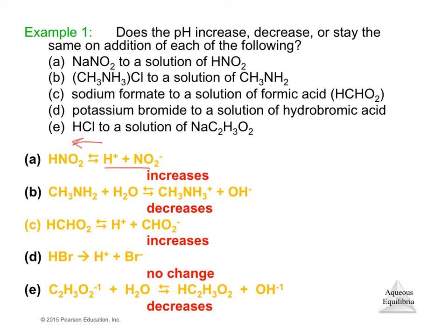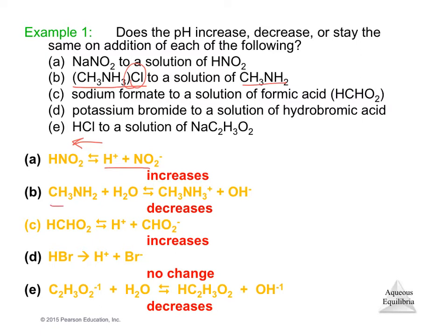Now with B, you're adding CH3NH3Cl. Notice that we have CH3NH3 before the Cl. This is the salt. The salt is a strong electrolyte. It will break apart into its ions, and we have to figure out what the common ion is. So here is a base. Anything that ends with NH2 is an amine, that's a weak base. So we have CH3NH2.